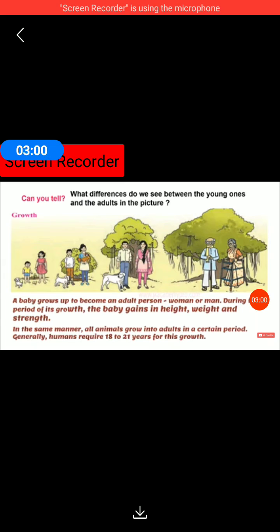A baby grows up into an adult person, a woman or man. During this period of growth, the baby gains in height, weight and strength, right? In the same manner, we can say that animals also grow into adults in a certain period. Generally humans require 18 to 20 years for this growth. So you understood how the growth process takes place.